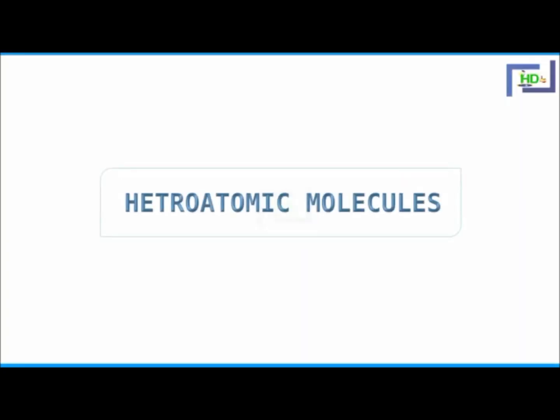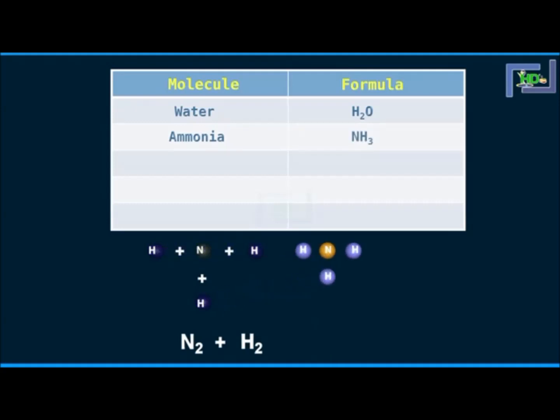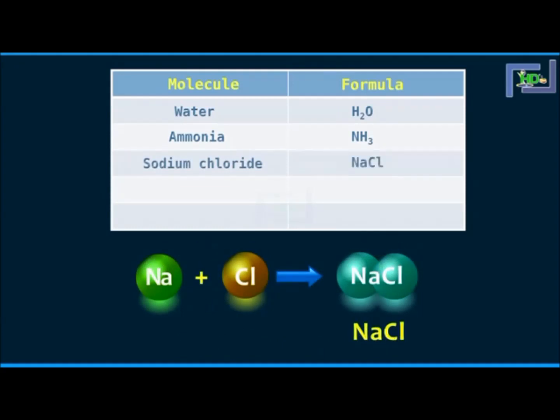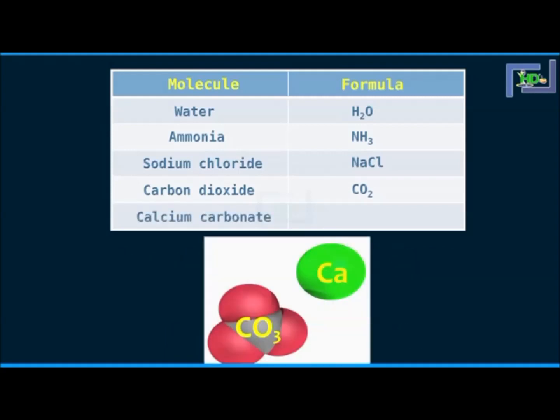Heteroatomic molecules. Hetero means different. The molecules which have atoms of more than one element in the molecule are called heteroatomic molecules. We see some formulae for heteroatomic molecules. Water, H2O, which is formed with hydrogen and oxygen. Ammonia, NH3, this is formed with nitrogen and hydrogen. Sodium chloride, NaCl, carbon dioxide, CO2, calcium carbonate, CaCO3.